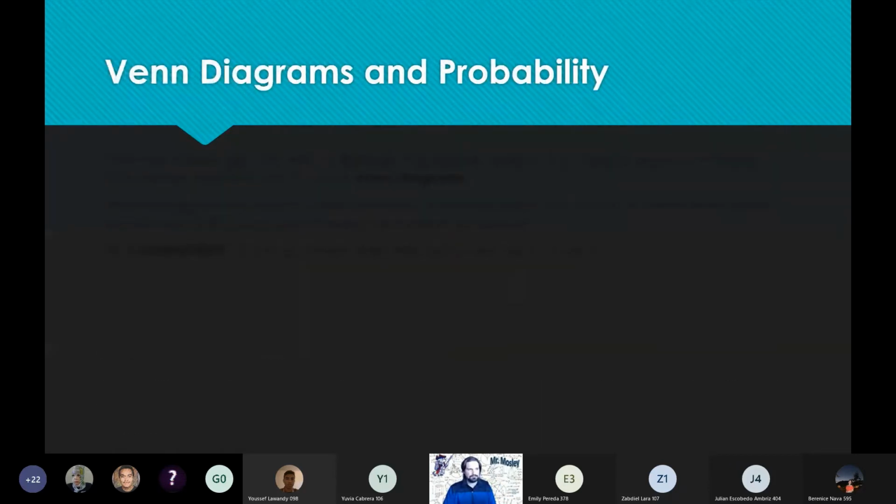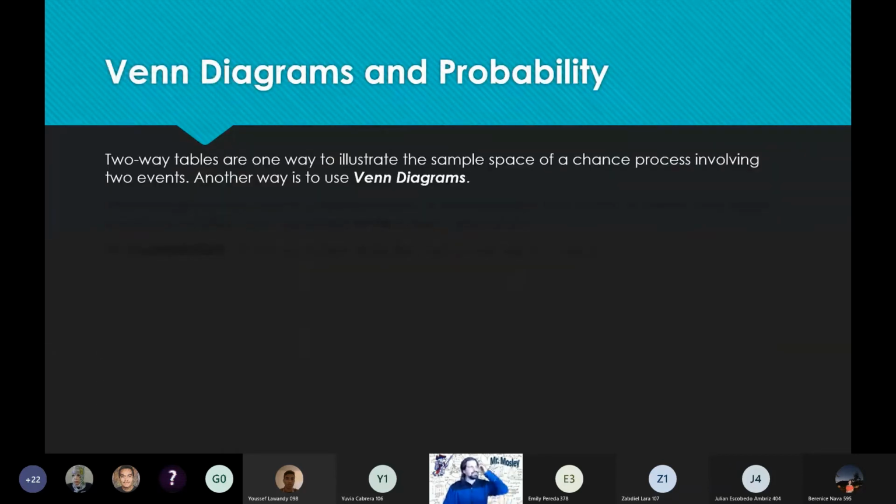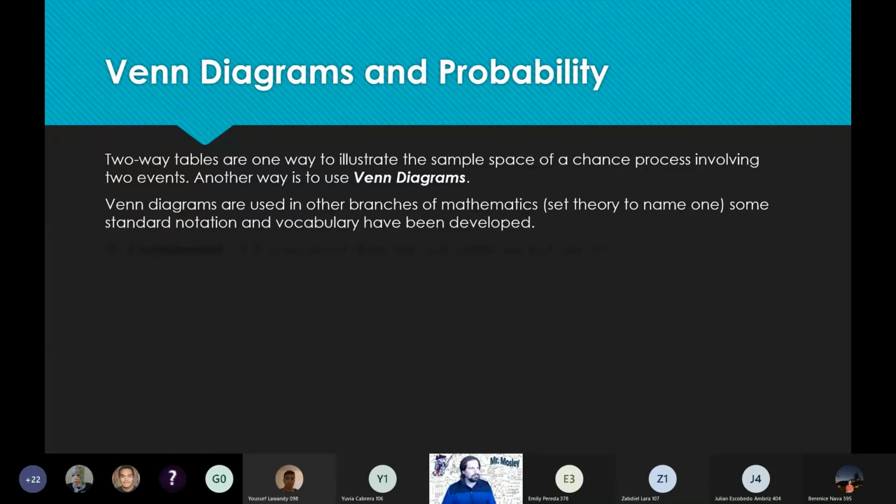Now, let's consider Venn diagrams. Two-way tables are one way to illustrate the sample space of a chance process involving two events. Another way is to use Venn diagrams. Venn diagrams are used in other branches of mathematics, set theory to name one, and some standard notation and vocabulary have been developed. So we're going to do some of that right now with some pictures.